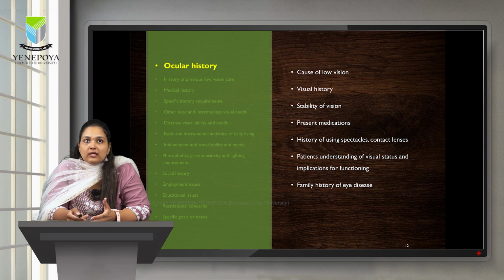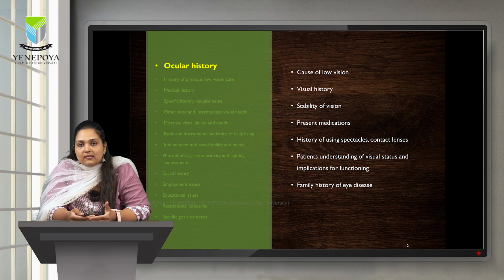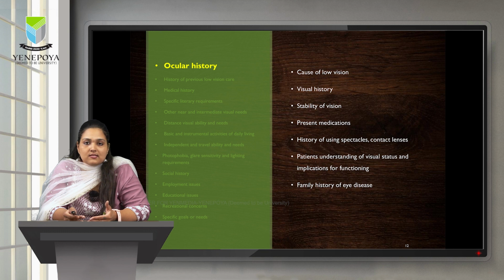First one is ocular history. This is what I said, I don't ask the patient what disease condition they are having. After introducing myself, I'll take their file, go through it, and see what ocular condition they are suffering with and what systemic condition they are having. Everything I'll read in the file itself.